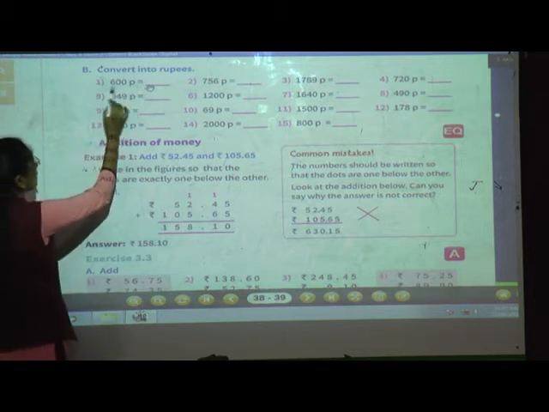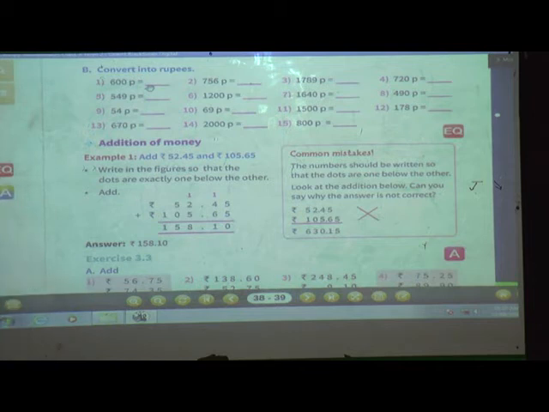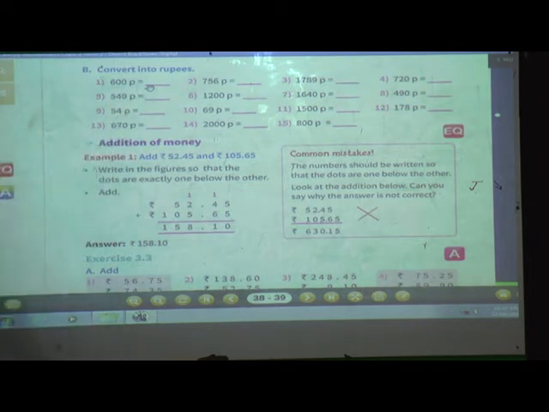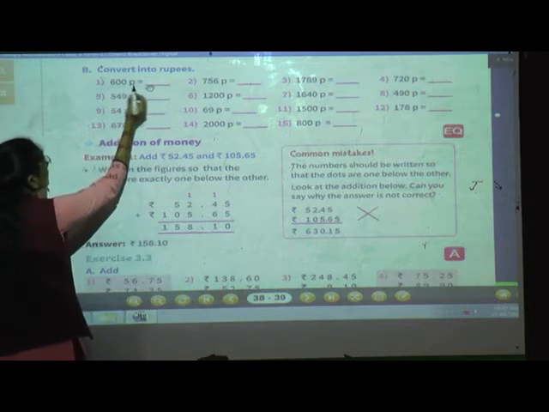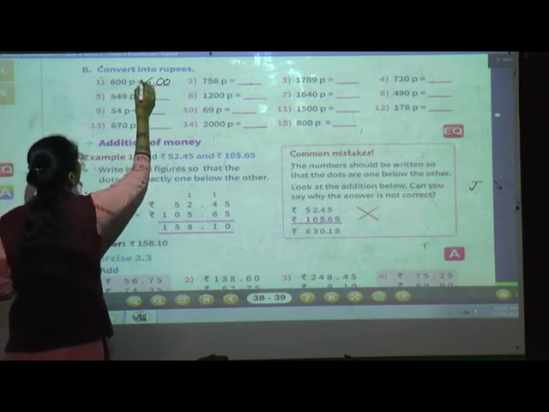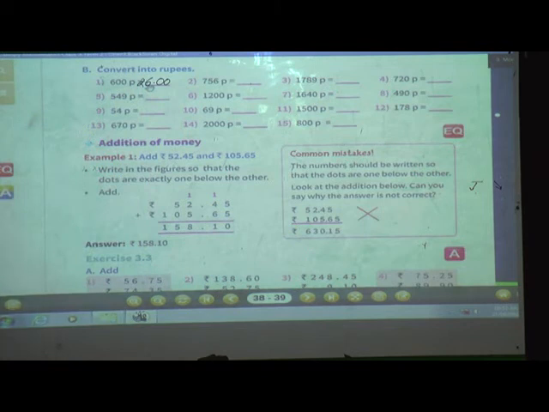Now here in this example, 600 paise is equal to, now this paise we have to convert into rupees. So what we will do, from the right side, before the second digit we have to put a dot. Okay, so 1, 2, this is the second digit, so before the second digit we have to give a dot, then it will be converted into rupees. So 600 paise is equal to 6 rupees. Clear? Okay, now we'll go to the second example.